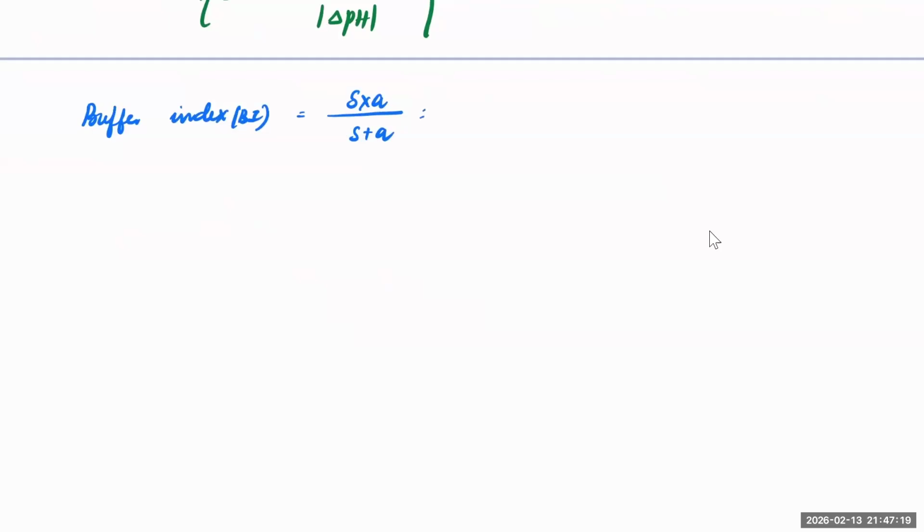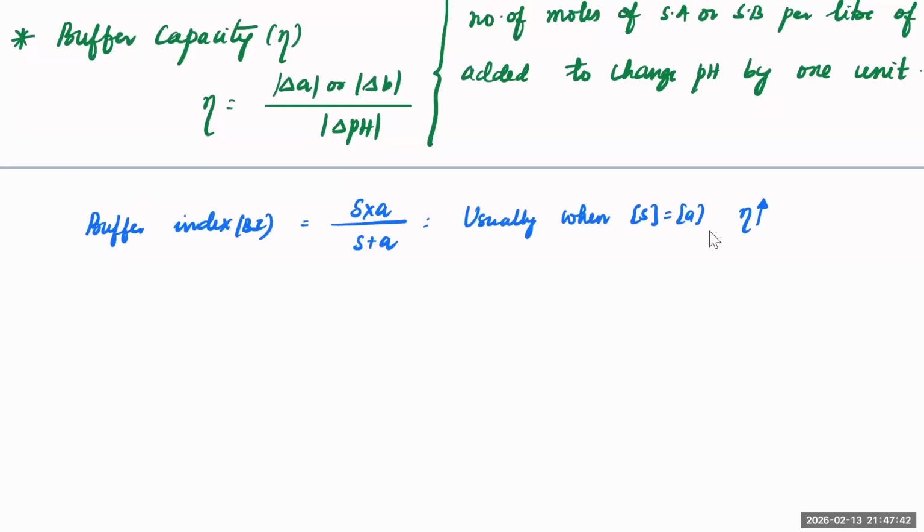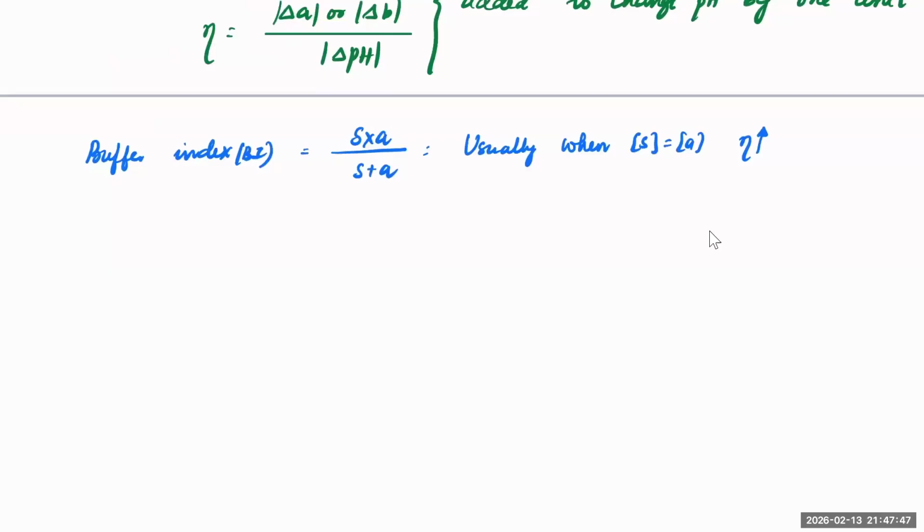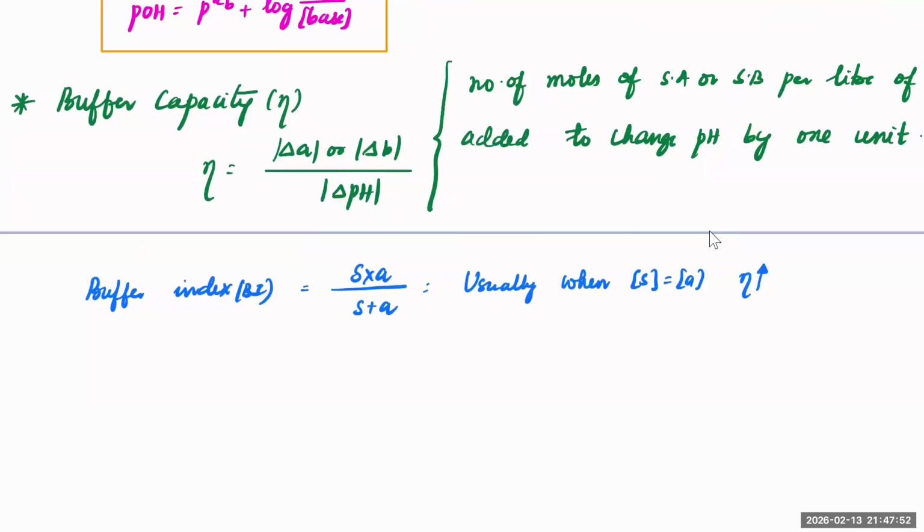Usually, you will find that when salt concentration and acid concentration are more, the eta value will be higher. That means the quality of buffer is better when the concentration of these two are equal, and generally if they are maintained at high concentrations. If you maintain them at high concentrations, eta value will be higher. Okay. I guess the buffer case is clear, everybody.